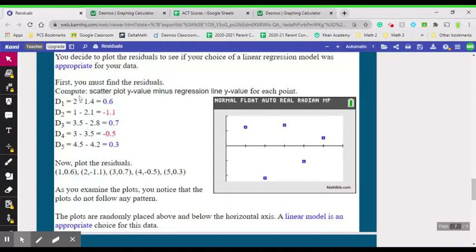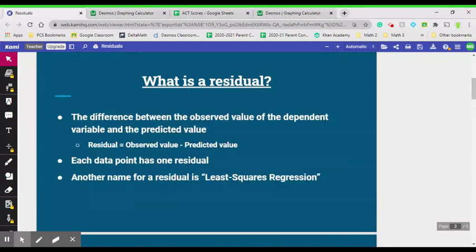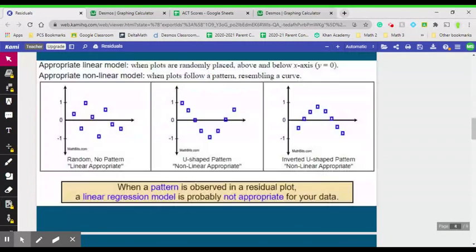And when you do that subtraction, you take your original y minus your predicted y. As you can see, if we go back a couple slides, you're doing your observed, your original, minus your prediction. So basically, scatter plot minus regression.